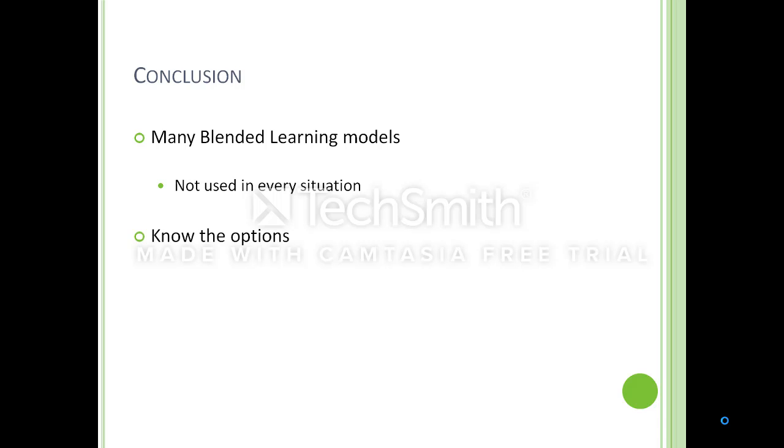In conclusion, while there are many types of blended learning models that can be used, it is important as facilitators to keep in mind that not every model can be used in every situation. This is why it's important to know about the different models and different methods we can use for facilitating blended learning. By using the methods we have available, when appropriate, we can truly help our learners. This is what makes us effective facilitators.